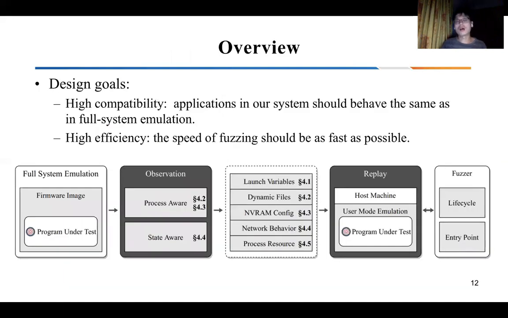So our system tries to further improve the efficiency of the fuzzing and at the same time guarantee the compatibility of the target application execution. The design goal is that the applications in our system should behave the same as in the full system emulation, and the speed of the fuzzing should be as fast as possible.